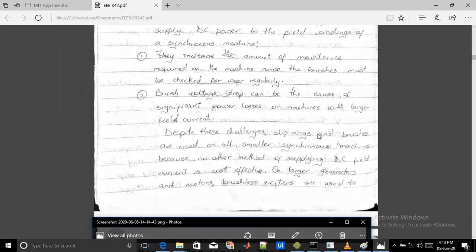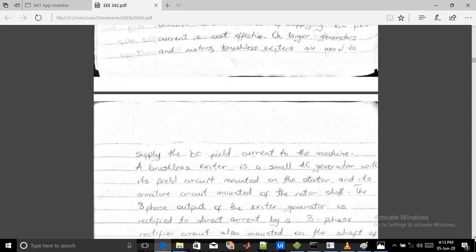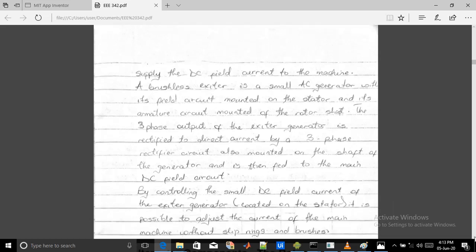Okay, now despite these challenges, slip rings and brushes are used on all smaller synchronous machines because no other method of supplying DC is cost effective. Okay, on larger generators and motors, brushless exciters are used to supply the DC field current to the machine. Now, what is a brushless exciter? So the brushless exciter is a small AC generator with its field circuit mounted on the stator, and its armature circuit mounted on the rotor shaft.